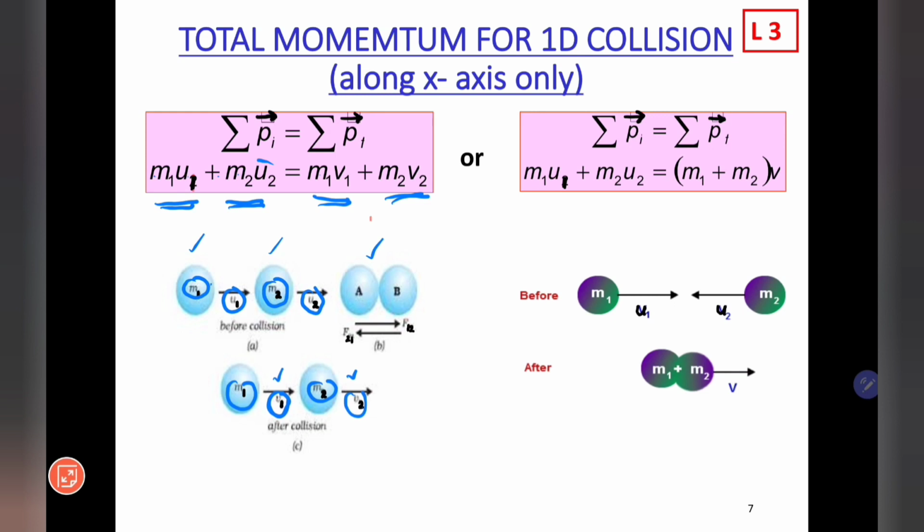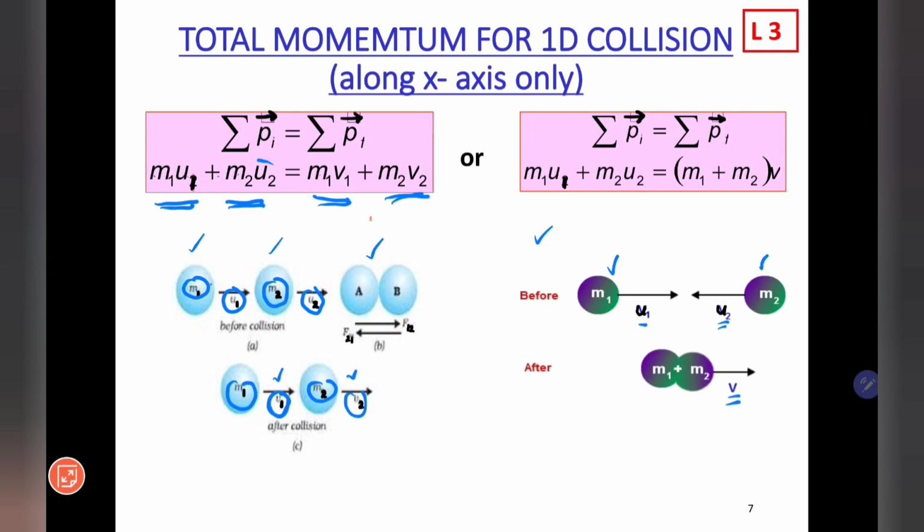Or let's look at the second example here. Alright, so there are two different bodies, M1 and M2. M1 is moving to the right with the initial speed of U1, and M2 is moving to the left with the initial speed of U2. After that, what happened? These two objects collide with each other and stick together. Then they are moving to the right with the same speed, which is V.